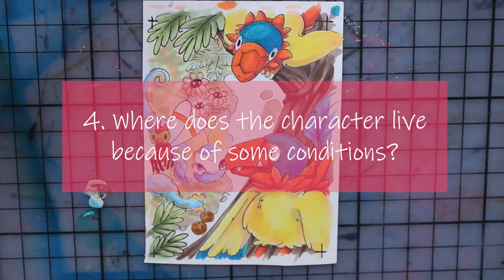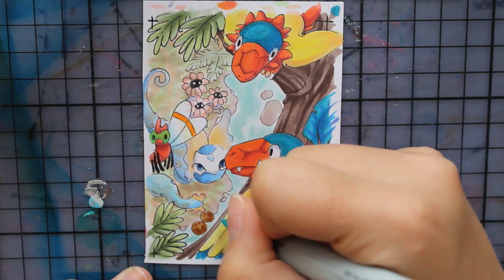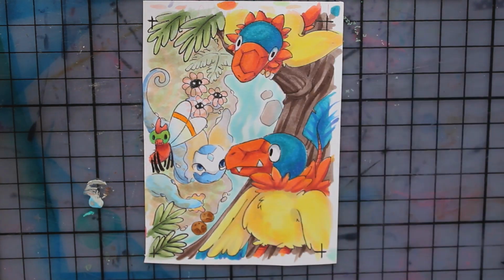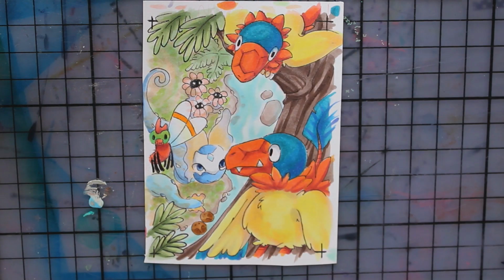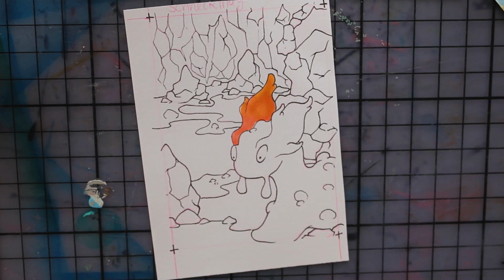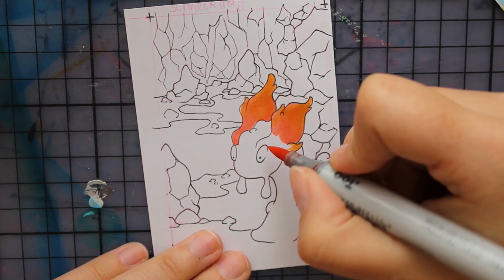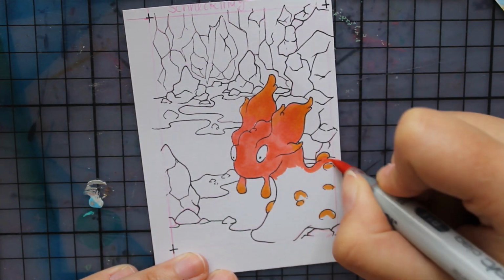Fourth, where does the character live because of some conditions? Let's take again water Pokemon. Fish have to live in the water, right? Otherwise they would die sooner or later. Charmander, on the other hand, dies if the flame on his tail goes out, so it has to stay away from water. For humans, they may have to go to school, or if they have an illness, they are maybe allergic to sunlight and live in darkened rooms.